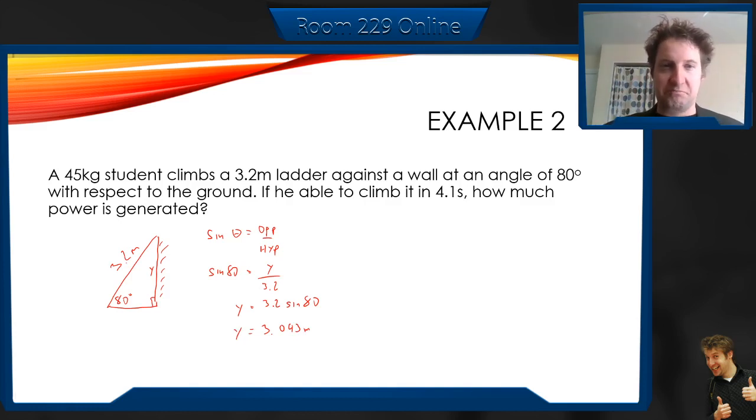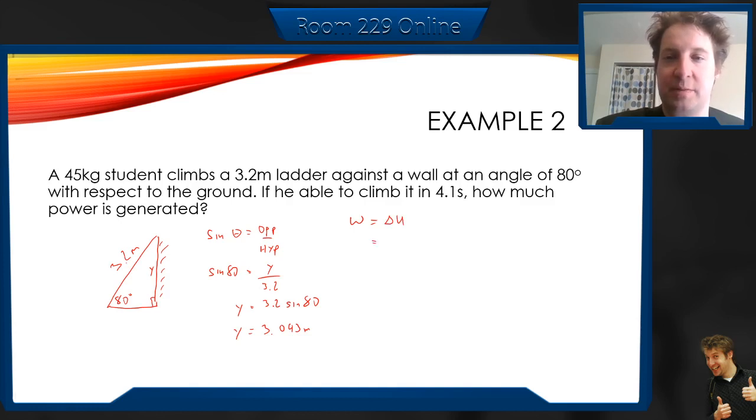So that's what his actual height is that he goes up. The work that he's going to have to generate is going to be equal to his change in potential energy, right? So let's call that delta U, change in potential energy, which is going to be mg and his change in height, which is just y. So let's call that mgy.